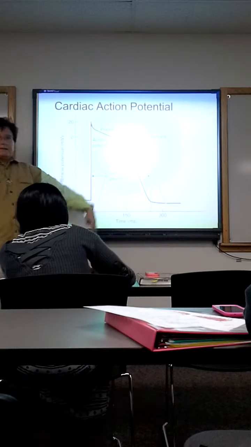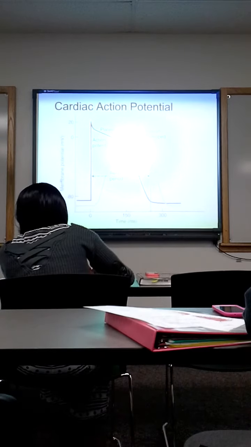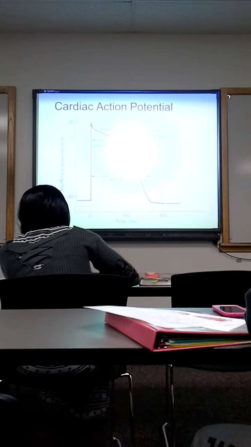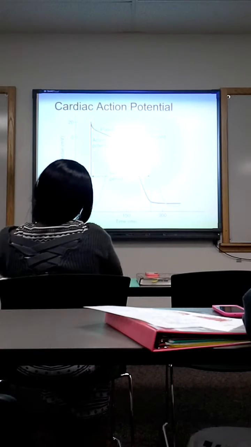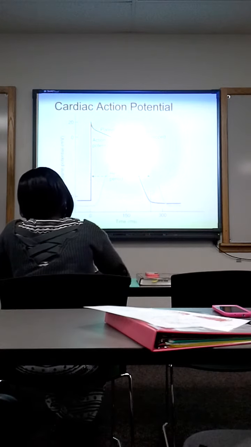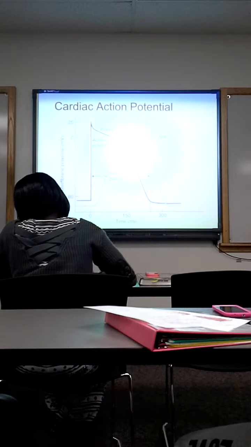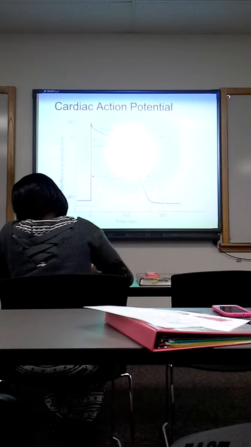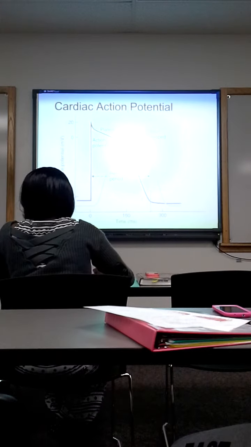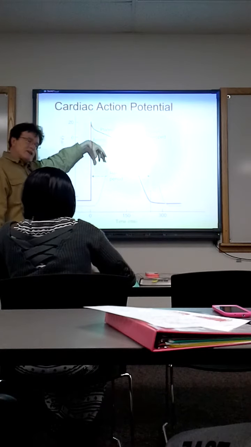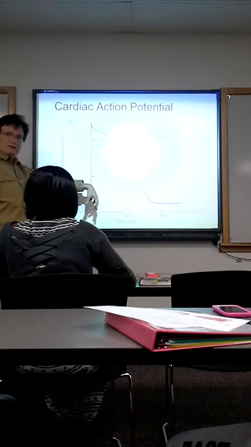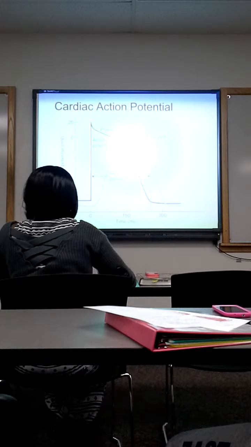The plateau phase is brought to you by an inward calcium current. That inward calcium current is useful for the heart because, unlike skeletal muscle, the heart relies more on extracellular calcium to activate the contractile elements inside the cell. Remember, skeletal muscle releases calcium ions from storage sites inside the cell to trigger the interaction between the thin and the thick filaments. The heart muscle relies primarily on extracellular calcium entering during the action potential to trigger the interaction of the thin and the thick filaments.